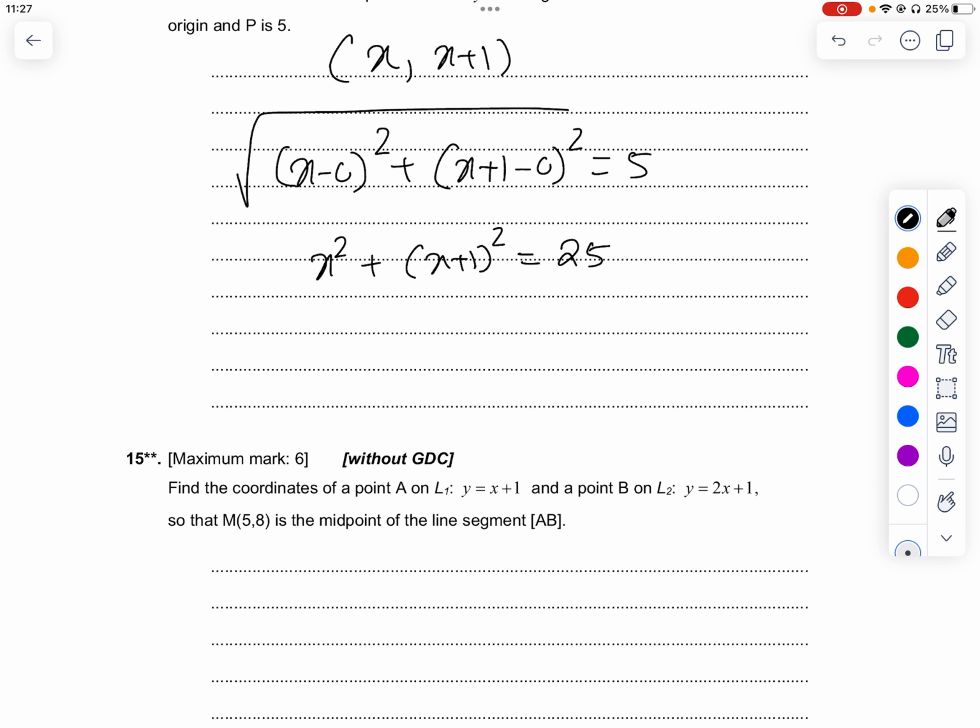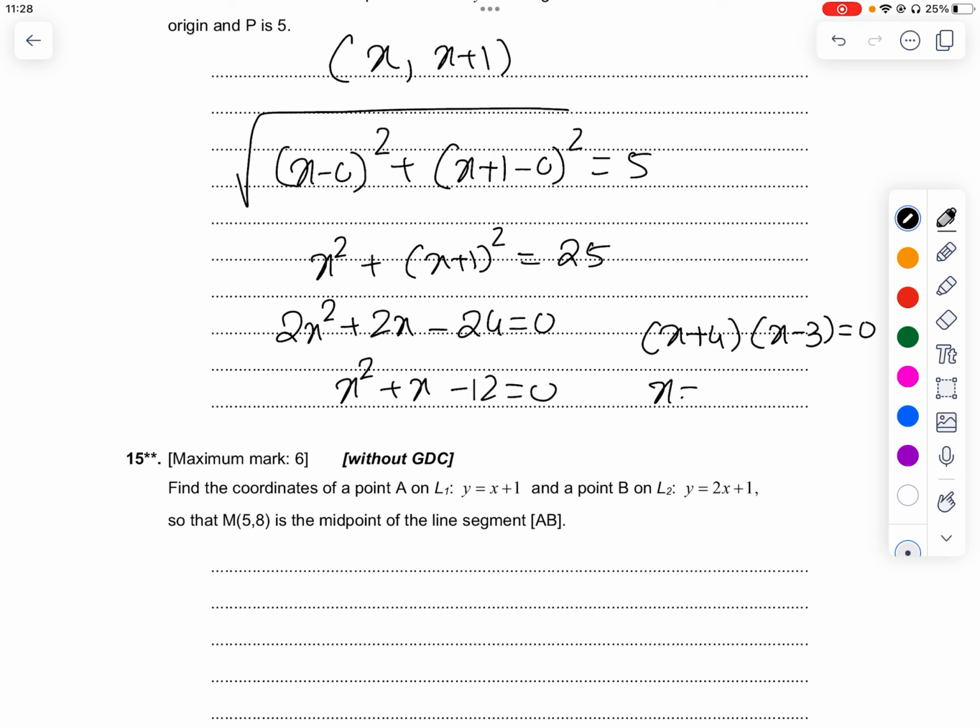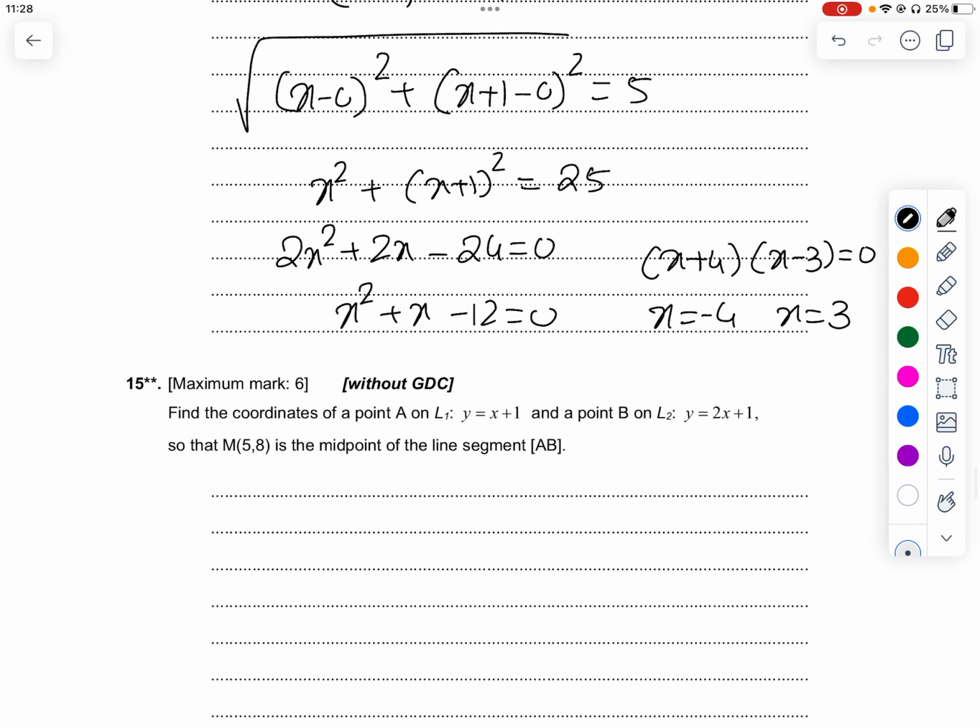I get 2x square plus 2x minus 24 equals 0. So x square plus x minus 12 equals 0. So it becomes x plus 4 times x minus 3 equals 0. So x equals negative 4, x equals 3. So the y value will be x plus 1. So y equals negative 3, y equals 4. So what are the points? Negative 4 comma negative 3 or 3 comma 4.